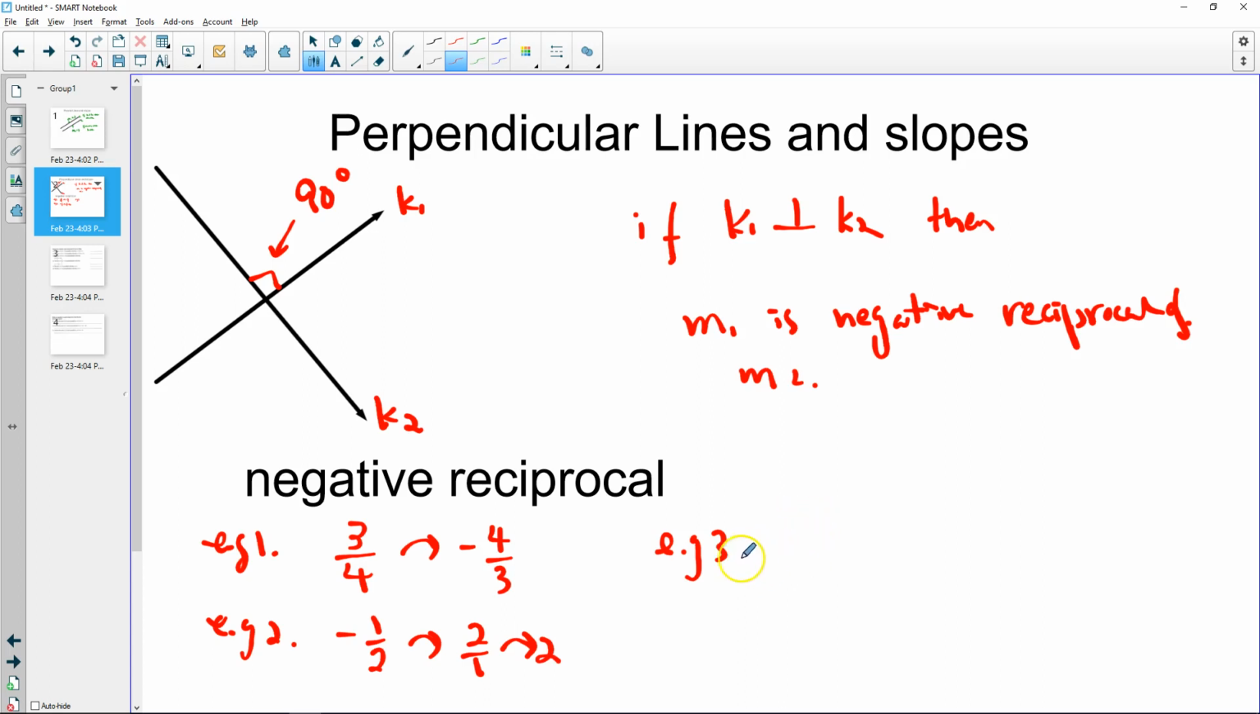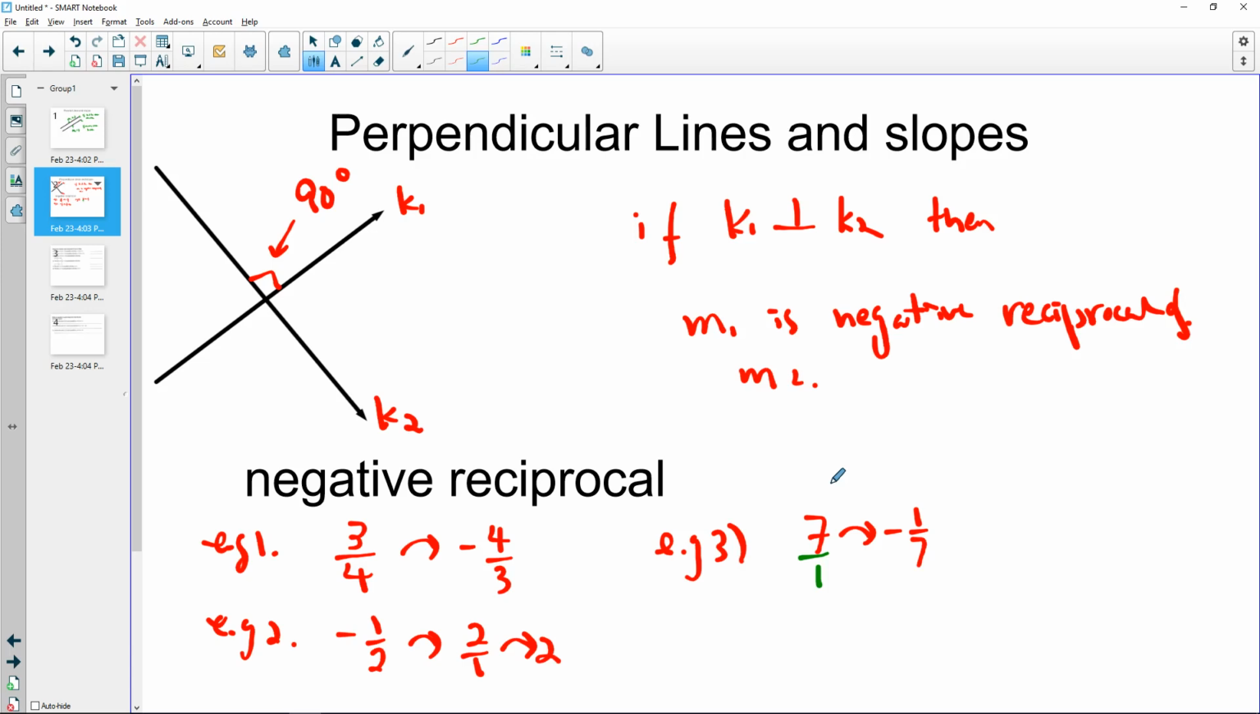If your slope started off with just an integer like 7, your negative reciprocal is negative 1 over 7. The reason for that is, if I have only 7 on its own, basically this is 7 over 1. I can always do that. And then after the negative reciprocal, you're going to get negative 1 over 7. So that's the nice property of this.